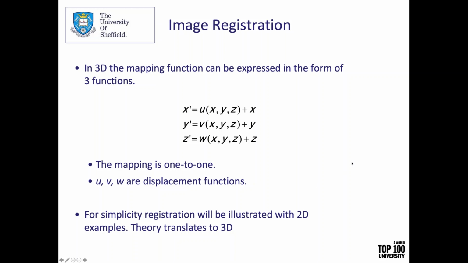We can write the equation of the translation of coordinates, considering that x prime, y prime, and z prime are just the original coordinates plus some values. These values are the displacement. So the mapping is one-to-one. What we need to find to register these two images are the values u, v, and w. For simplicity, we will discuss only 2D images, but it applies easily to the 3D case.